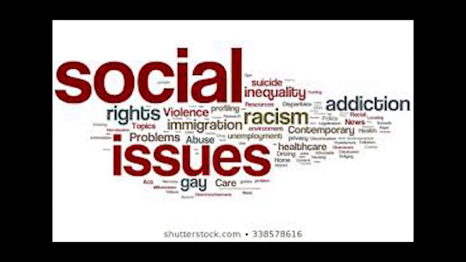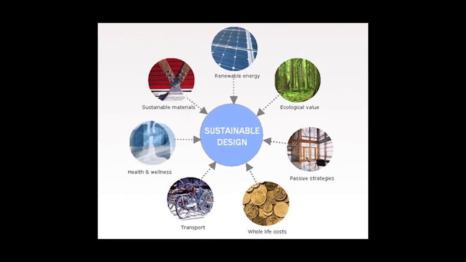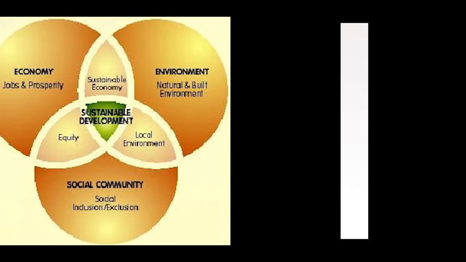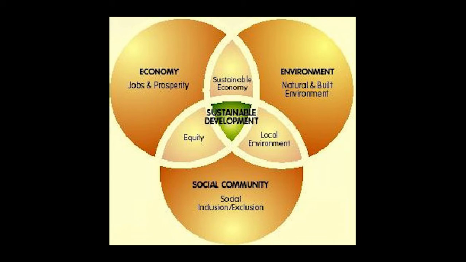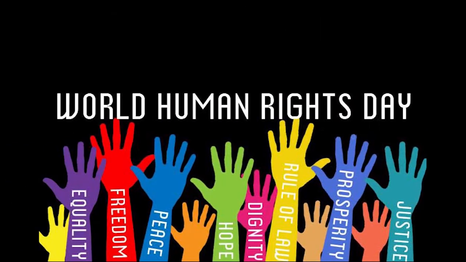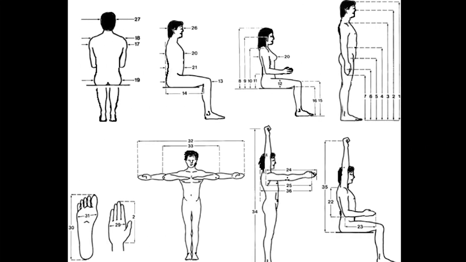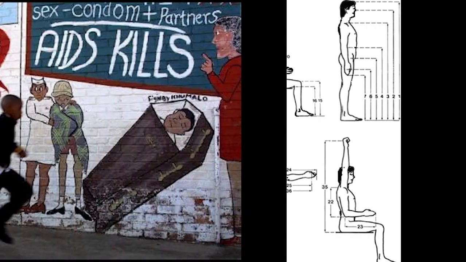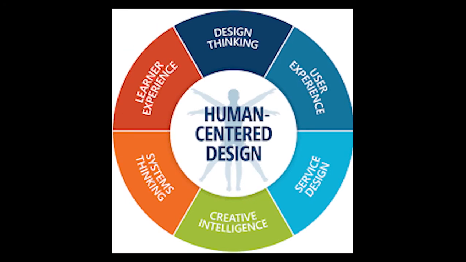Design in a social context refers to designs that consciously focus on employing a sustainable approach to improving or maintaining social circumstances. Designers will focus on human rights issues, ergonomic and anthropometric design, HIV awareness, and human-centered design in general.